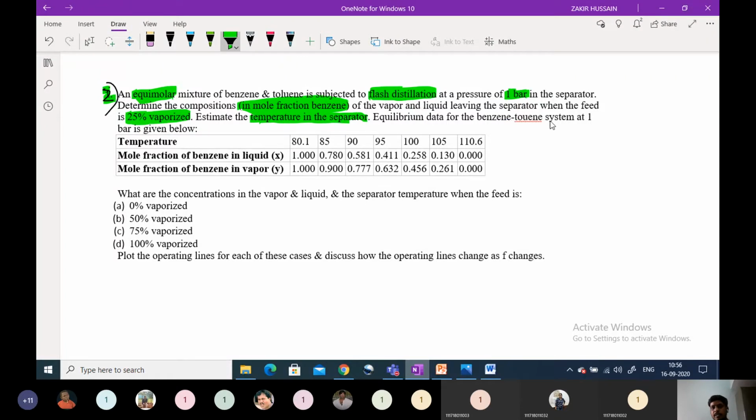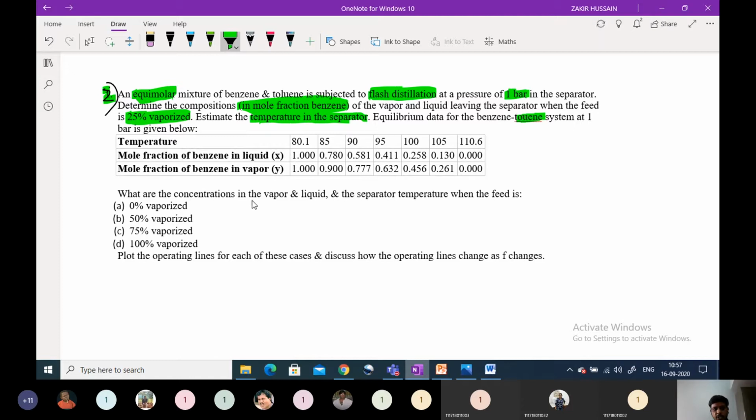Equilibrium data for the benzene toluene. So this is toluene, so the spelling is wrong. Okay, the benzene toluene system at 1 bar is given below. So the T-x-y data they have given. So what they are asking, estimate the temperature of the separator when f is equal to 0.25, and x and y values they are asking.